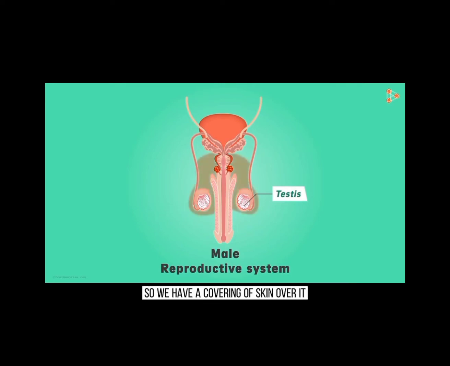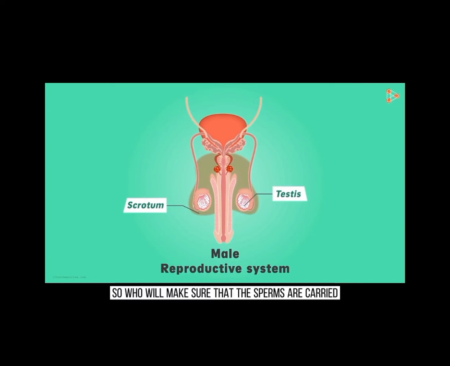Now these are an important part of the system and need to be protected, right? So we have a covering of skin over it. This forms a bag-like structure, and do we have a name for it? Yes, the bag-like structure is called the scrotum. So the scrotum is the pouch which contains the testis.